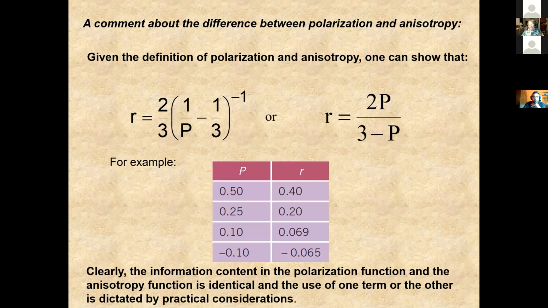Now, clearly the information content of the polarization and anisotropy functions is the same, and the use of one term or the other is dictated by practical considerations. And we might mention some of these as we go along.